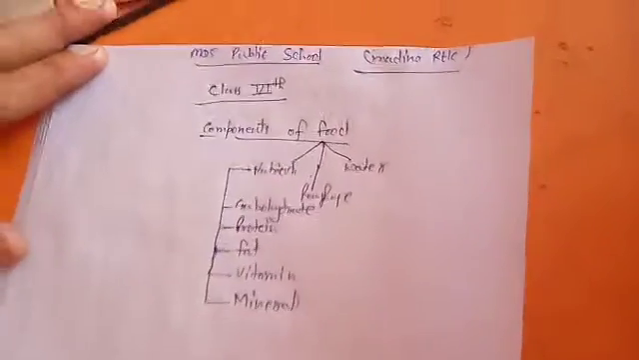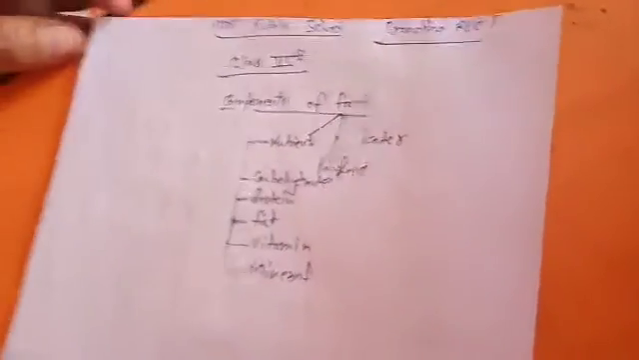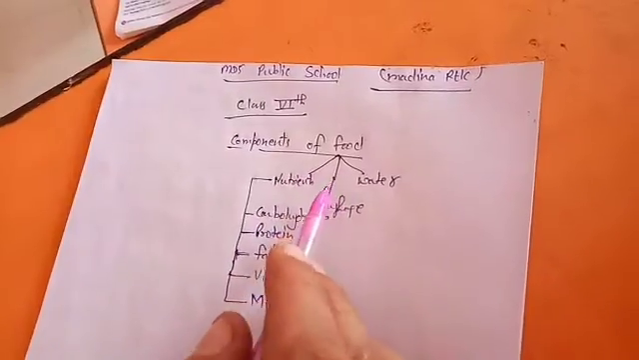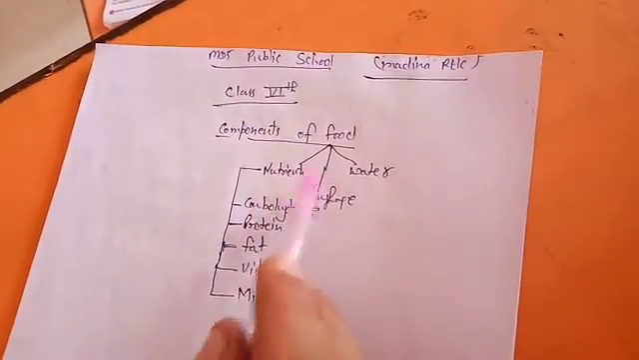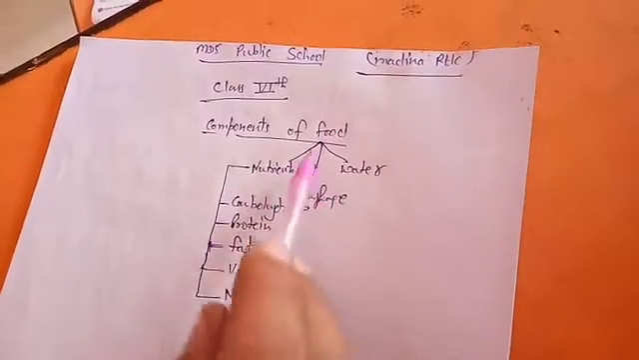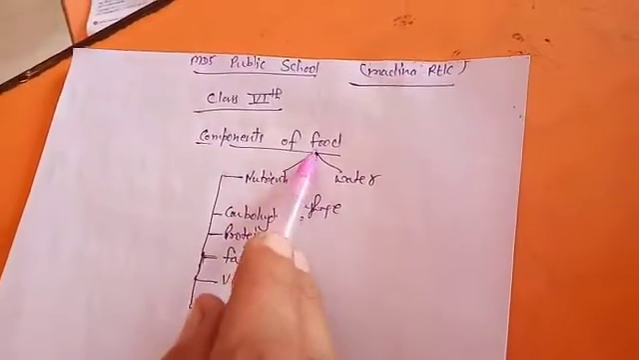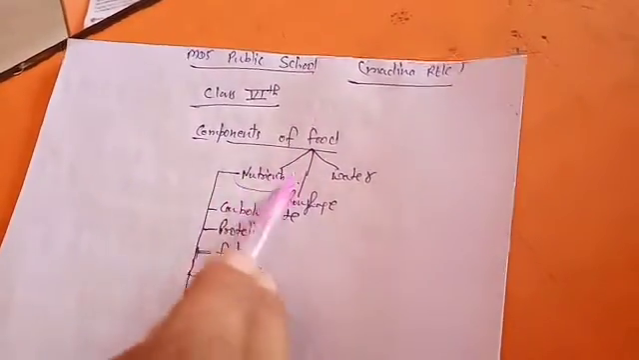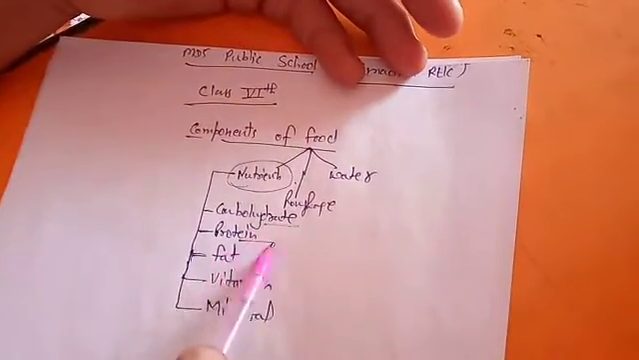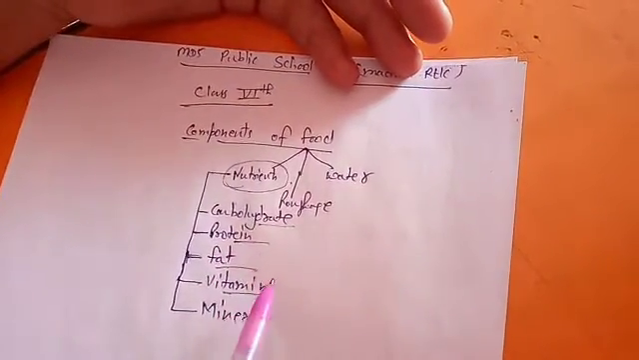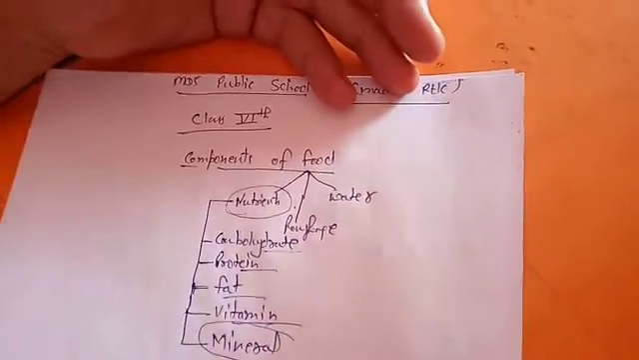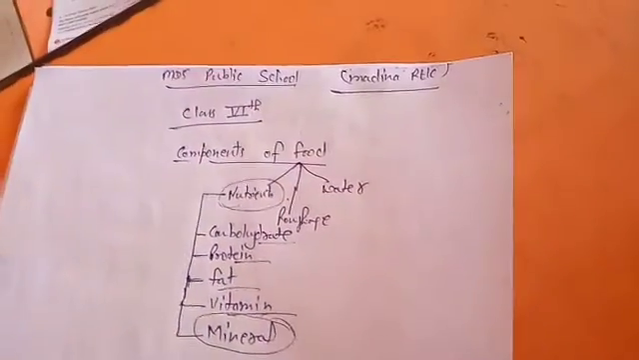Hello, dear students. In the previous lecture on components of food, we discussed that food has three main components: nutrients, roughage and water. We are discussing nutrients, which we classified into five: carbohydrate, protein, fat, vitamins, and minerals. So far we have completed up to vitamins. Now we are discussing another nutrient, that is mineral.